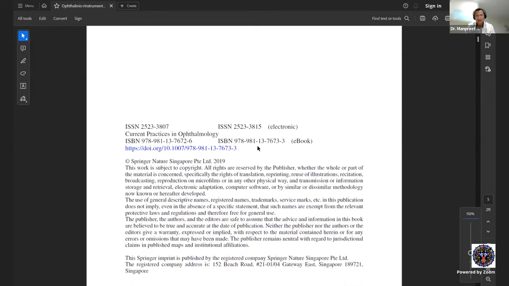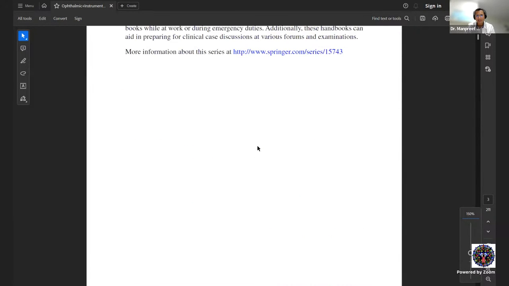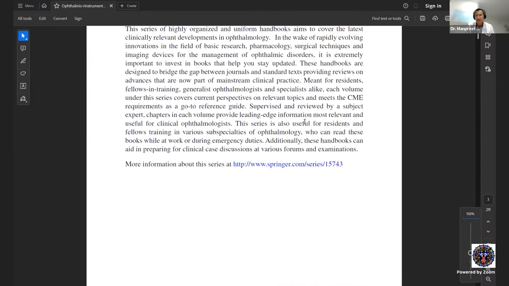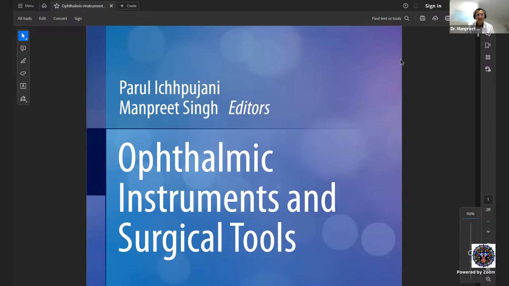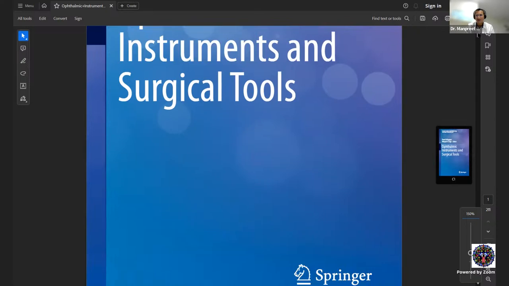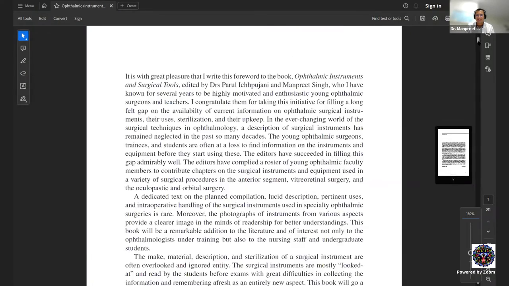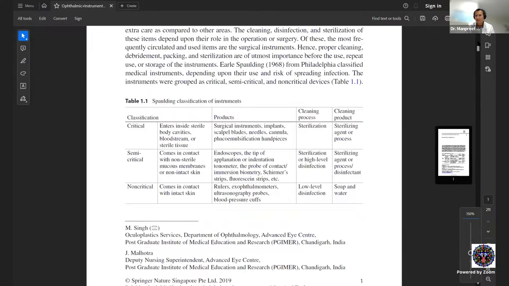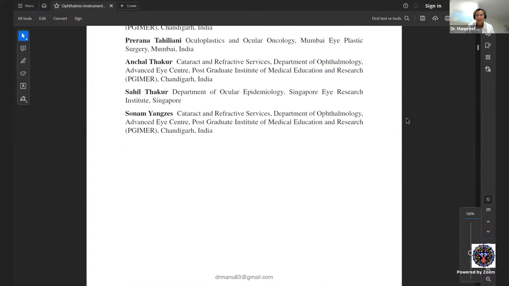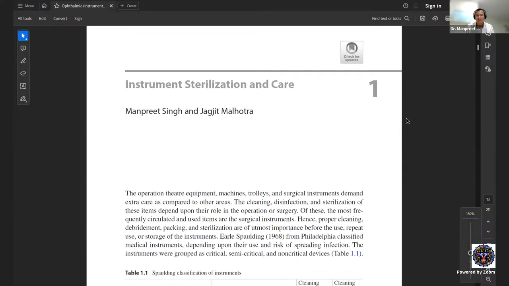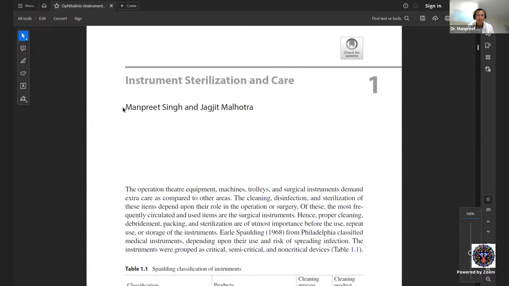That's a PDF. So this is the book. You can download it. It's free. I literally gave up any of the royalty. You know, Springer gives you royalty, but me and Dr. Parul literally gave it up, so that it should be freely available to the residents and whosoever wants to learn about this, because the focus is on the residents and the OT staff. So they will not pay for downloading this.